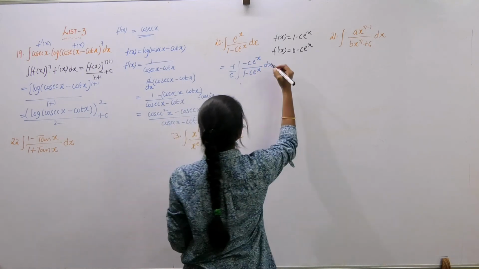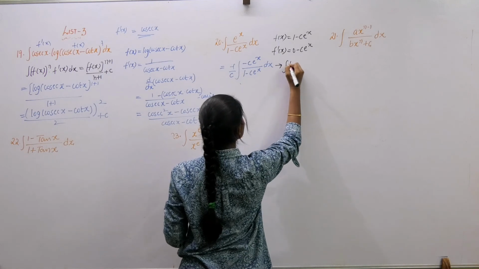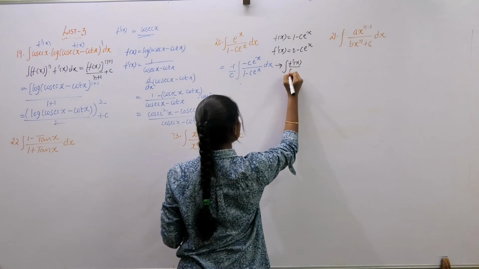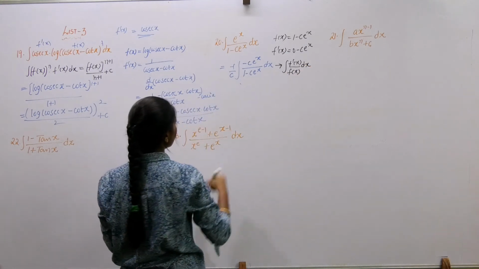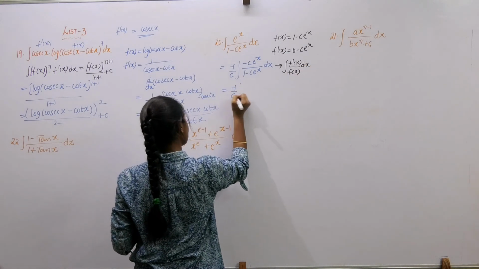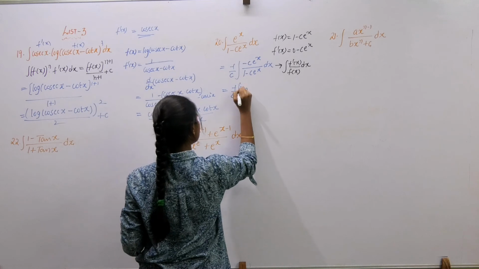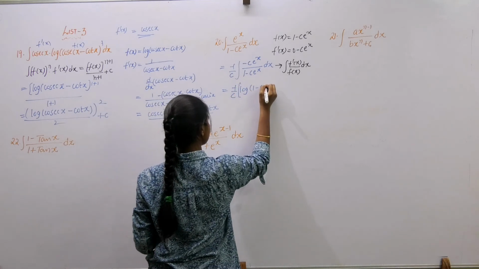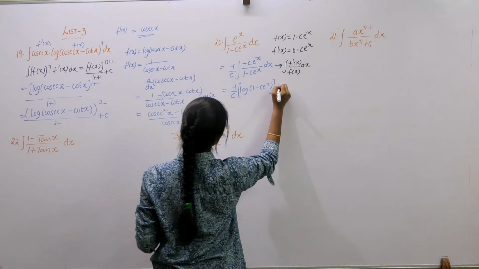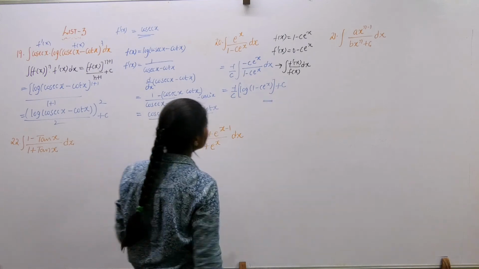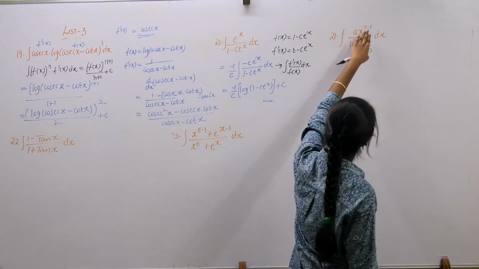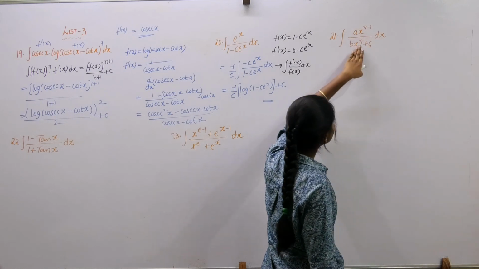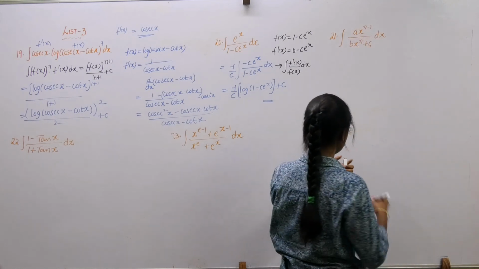Now this is in the form of integral f dash of x by f of x dx. It is equal to log of f of x, times minus 1 by c. The formula is log of f of x plus c.